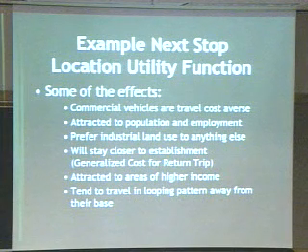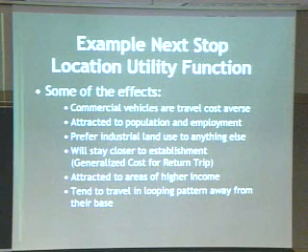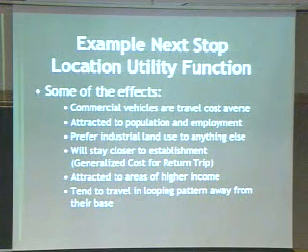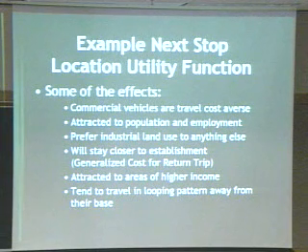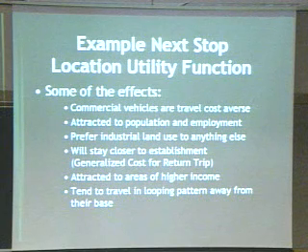All right. Commercial vehicles are travel cost averse. They're attracted to population and employment. They prefer industrial land use to anything else. They tend to stay closer to the establishment. Right? They tend to work around it. They're attracted to areas of higher income.